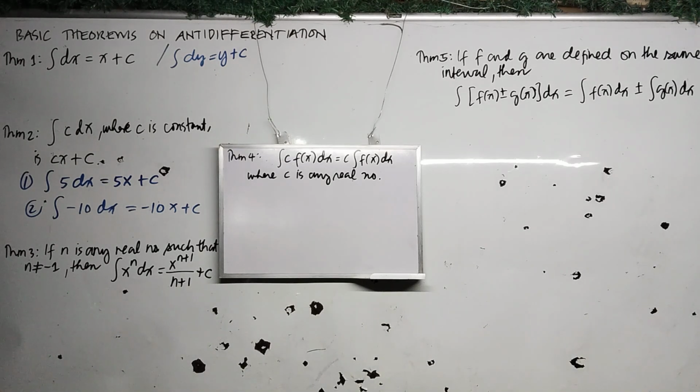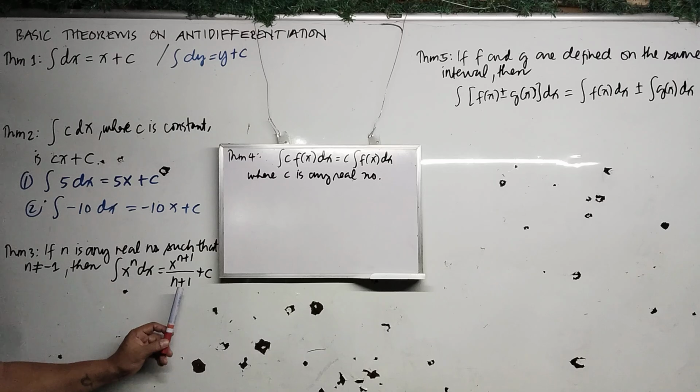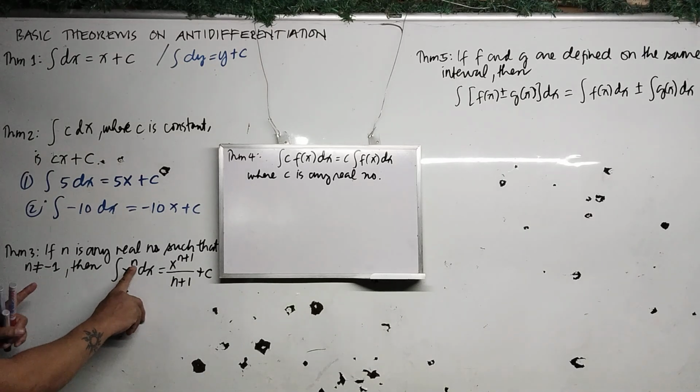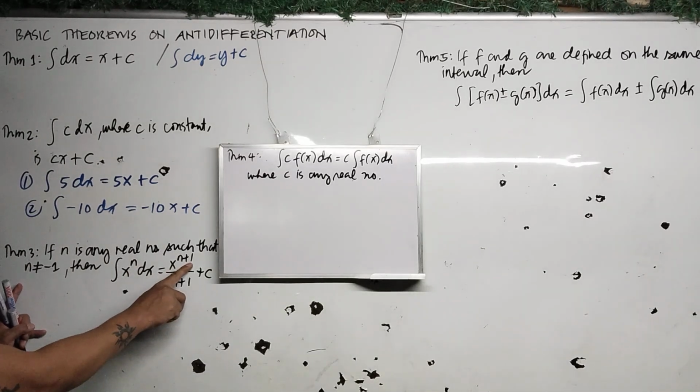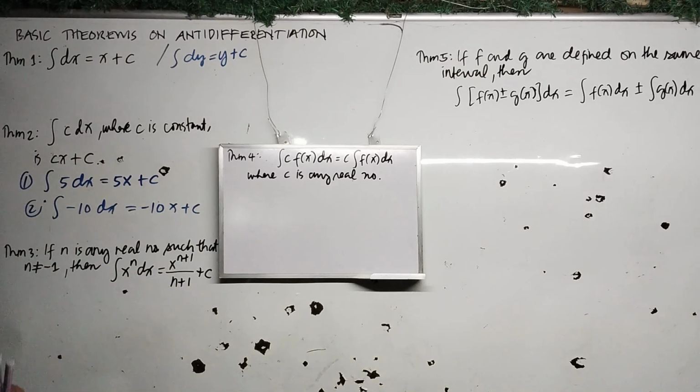Theorem 3. It states that if n is any real number such that n must not be equal to negative 1, then the integral of x to the power of n dx is equal to x to the power of n plus 1 over n plus 1 plus c. And this is the power rule for integration. As you observed, n is any real number such that it should not be equal to negative 1. We add 1 to the power, then look at n plus 1: write it in the denominator.